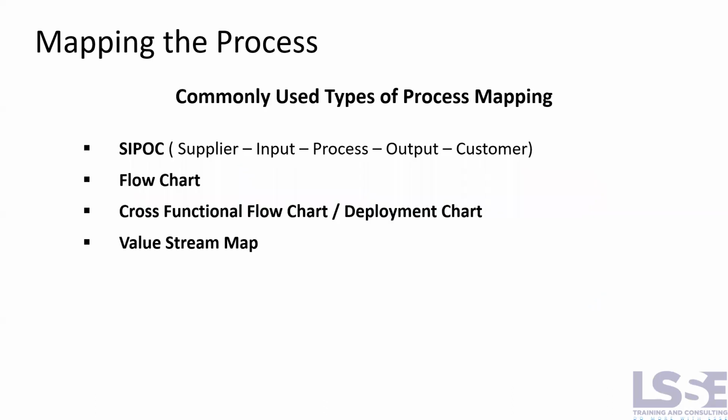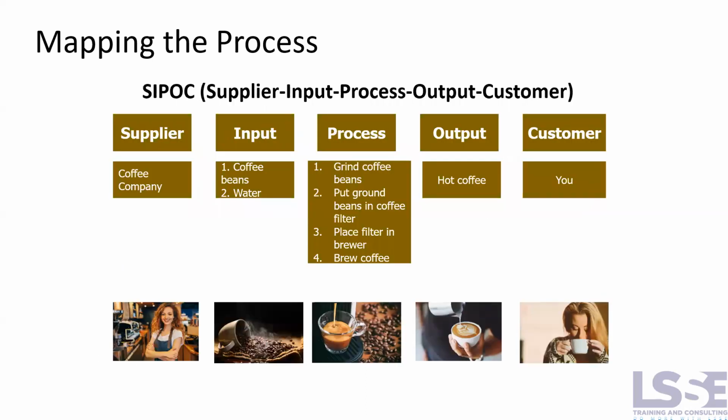Okay, so let's go through some of the commonly used types of process mapping. So the first one is quite simple. It's called SIPOC. It stands for Supplier, Input, Process, Output, Customer. And this is normally used just to align yourself to the customer.